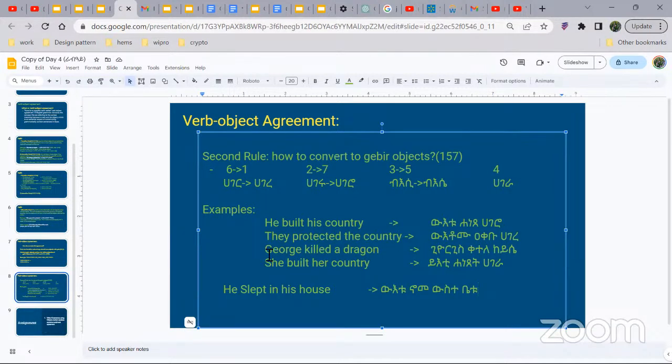Yes. For slept, it's an intransitive verb, so I shouldn't worry about any object here because it's already intransitive. Now, take they protected the country. If I say ውእቶም ኣቀቡ ሃገር, I can't say just ሃገር, because ኣቀቡ asks who and what: they protected what, the country. So ኣቀቡ is Gabir because it requires you to answer who and what.